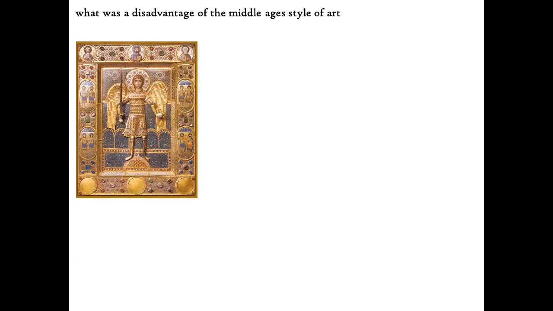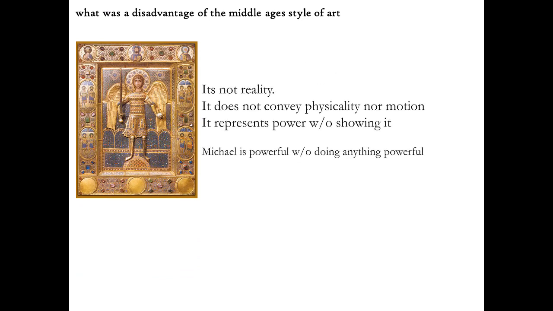What is the disadvantage of the Middle Ages style of art, of this representational symbolic system? Well, it's not reality. It does not convey physicality nor motion. It represents power, but it doesn't show Michael actually doing anything powerful. So it's a representation. It's a stand-in. But the disadvantage of this style is it doesn't show what Michael can do. Michael is all potential here. Michael's not actually doing anything. Michael doesn't actually exist in the world, in the universe. Michael is outside of it.